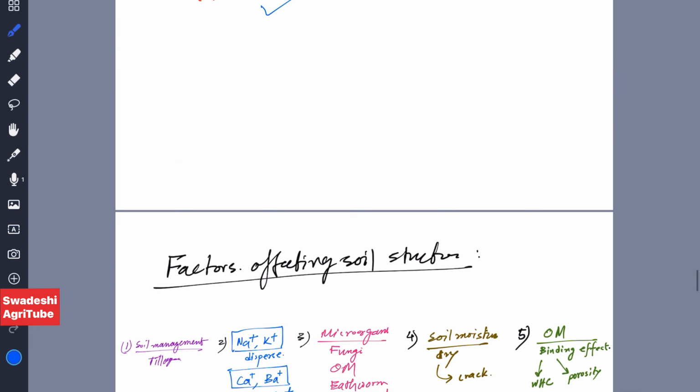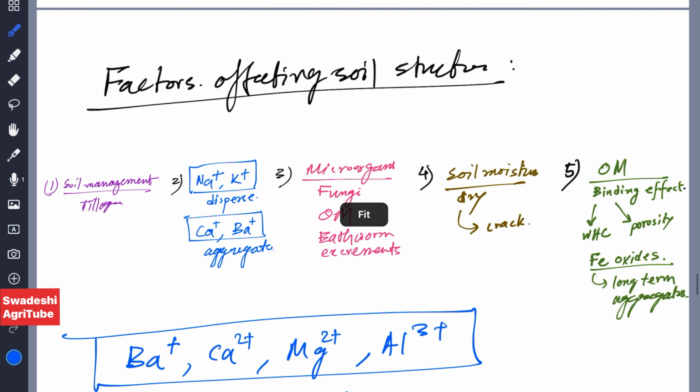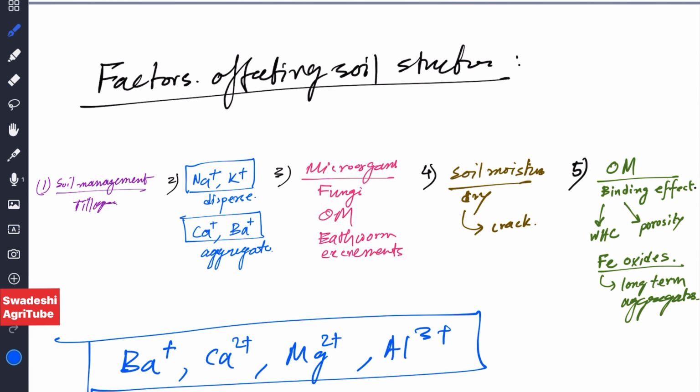The most important topic now is the factors affecting the soil structure. Now, what are the factors affecting the soil structure? First, I have told in the very beginning of this soil structure discussion that there are the ions, the water, the organic matter and the sesquioxide. So here I will discuss more about them. Okay, so first of all is the soil management, the tillage.